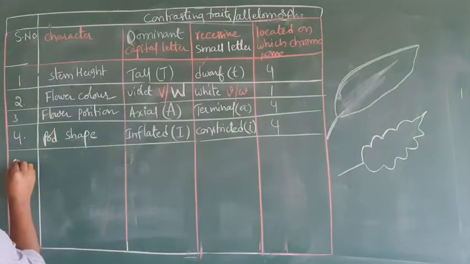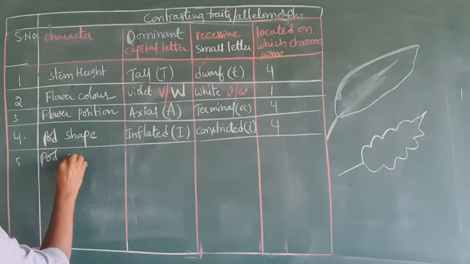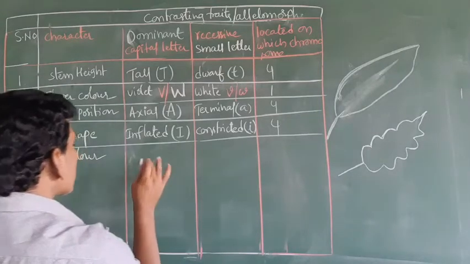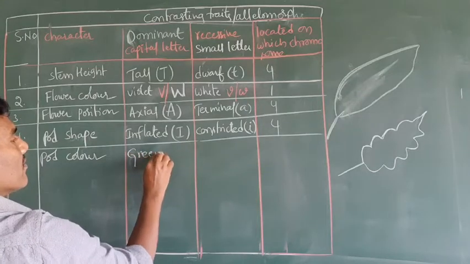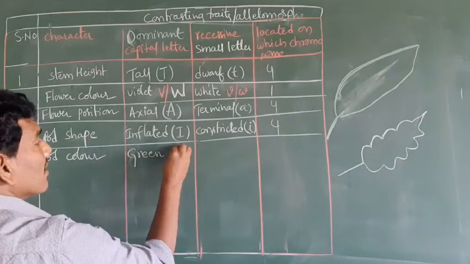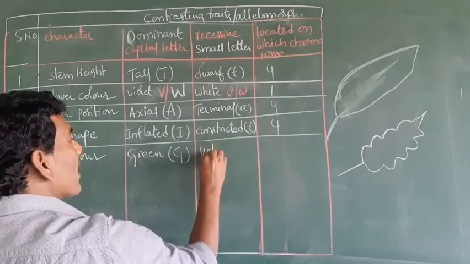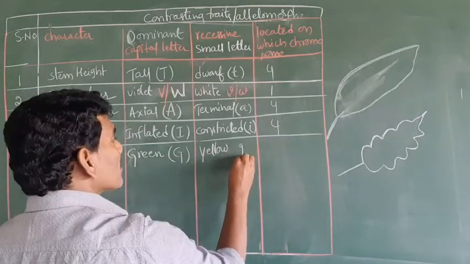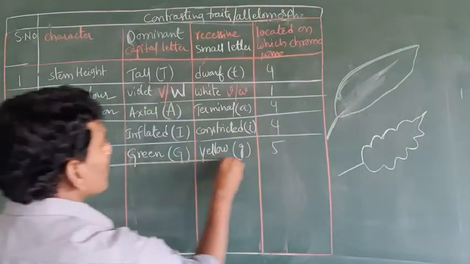Next, the fifth one is pod color. Green is dominant, represented by capital G. Next, the recessive color, yellow, represented by small g. Located on the fifth chromosome.